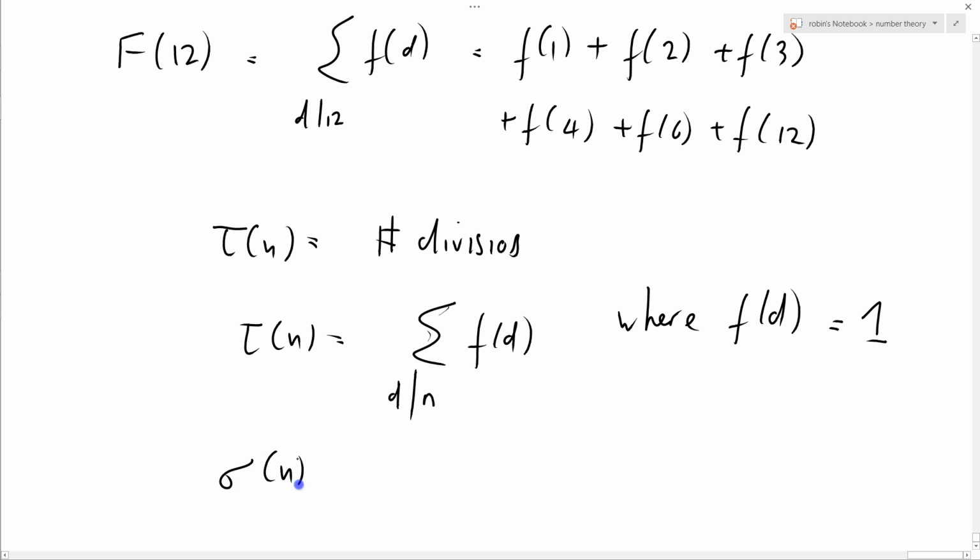And sigma of n equals, this is almost as clever, the sum over d divides n of f of d, where in this case f of d equals d.